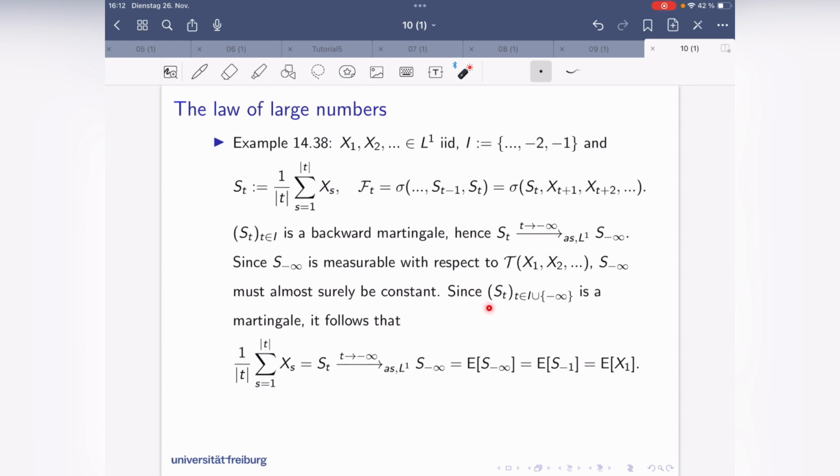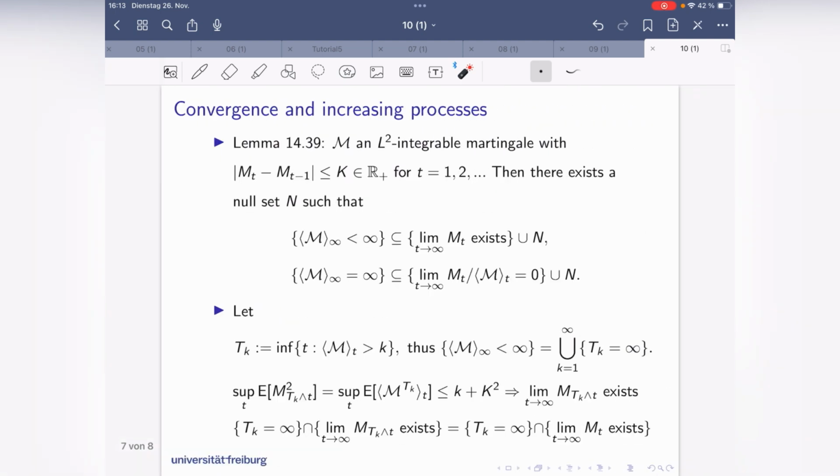But S_t is a martingale, so including minus infinity, that must be a martingale, which means the expectation is constant. And the expectation is constant including at minus infinity. So S minus infinity must be its own expectation, which is the expectation of S minus 1. And S minus 1 is just the single random variable X1. So we have shown the law of large numbers here. And now I have two more results.